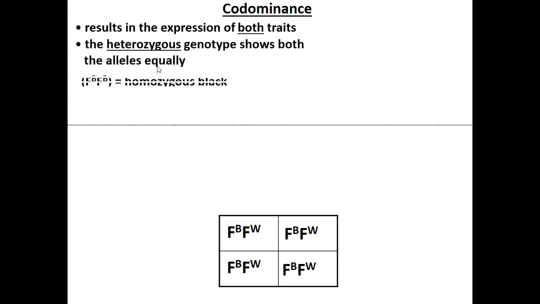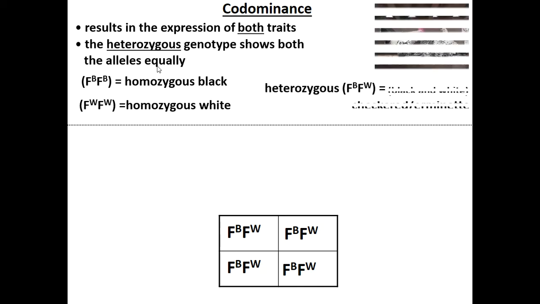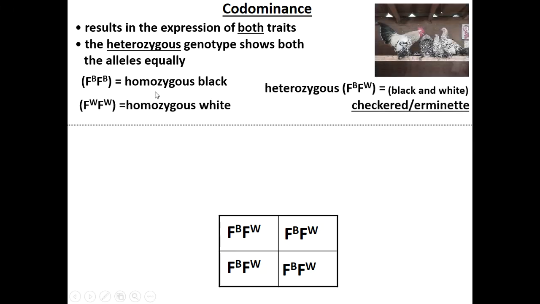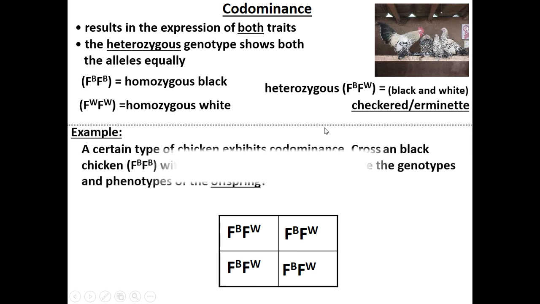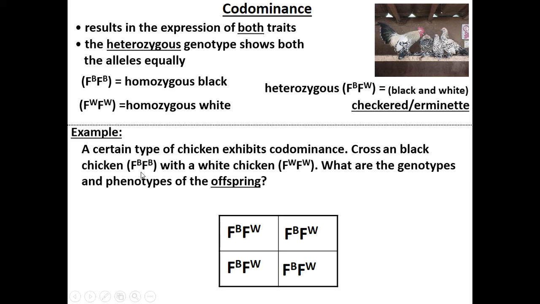So sometimes we can have examples like in chickens where if we have homozygous black, they're black, or homozygous W, they're white. But if there's one of each, they're heterozygous, we say that they're checkered or erminette. And so the checkered or erminette are these little speckled ones that you see here. And those would be, from a distance, they might still look gray, but you can definitely see the feathers up close are speckled. So in the example that you're given, it says, what happens if you cross a black chicken with a white chicken?